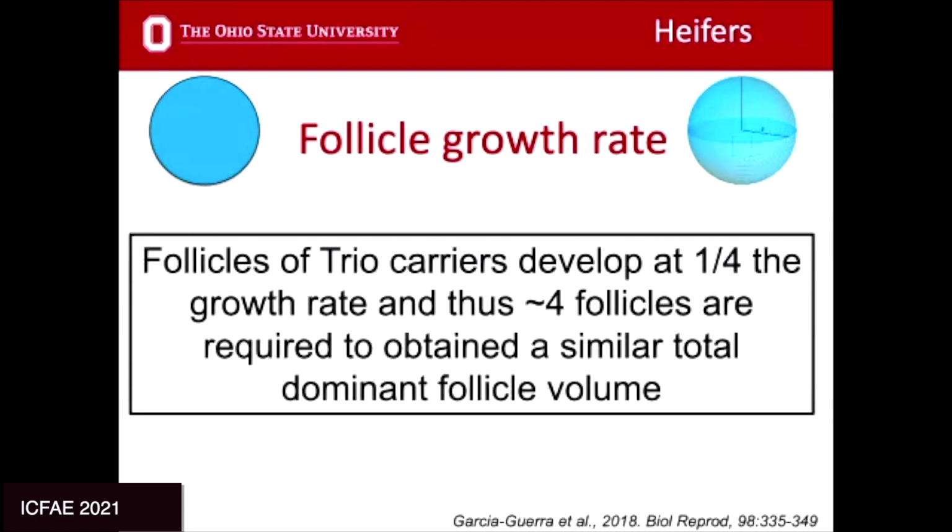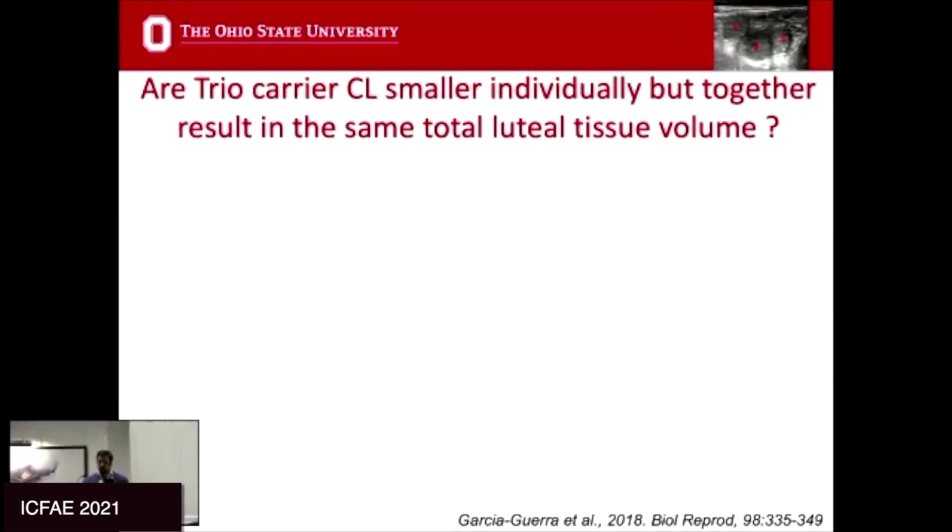So the idea being here that follicles in trio carriers develop at about 1/4 of the rate. They end up being about 1/4 of the size of single ovulating animals. That's why we need 4 follicles in order to have the same total volume at the end of the process. So with this in mind, we thought, well, now the next logical step was actually to look at the resulting corpora luteum.